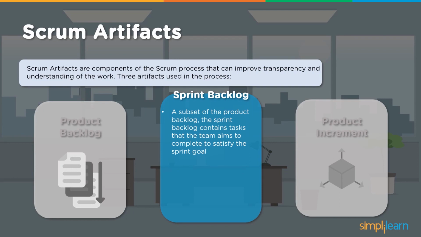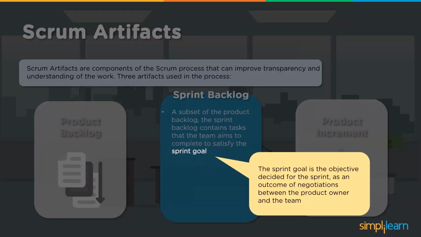The sprint backlog contains the tasks the team aims to complete to satisfy the sprint goal. So what is that sprint goal? Each of those time-boxed iterations will have a specific objective to accomplish. The sprint goal is the objective decided for the sprint as an outcome of negotiation between the product owner and the team: what can be delivered, and how long it takes to deliver.